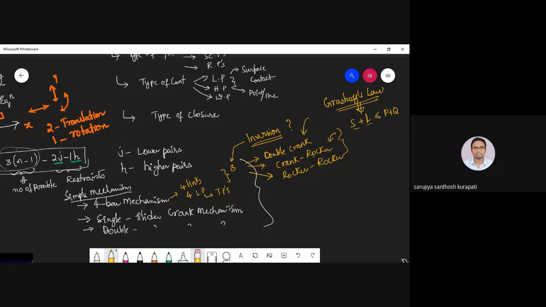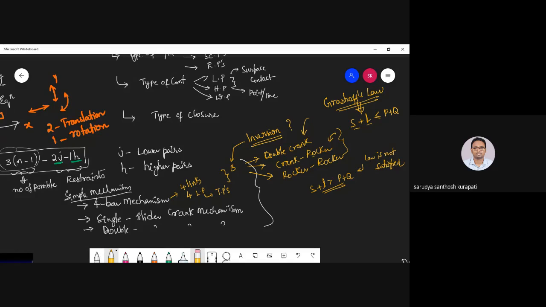If this condition is not satisfied, that is, if S plus L is greater than P plus Q, then whichever link you fix, you are going to obtain a rocker mechanism. You are not going to get any crank. These are the things we discussed in my last class.